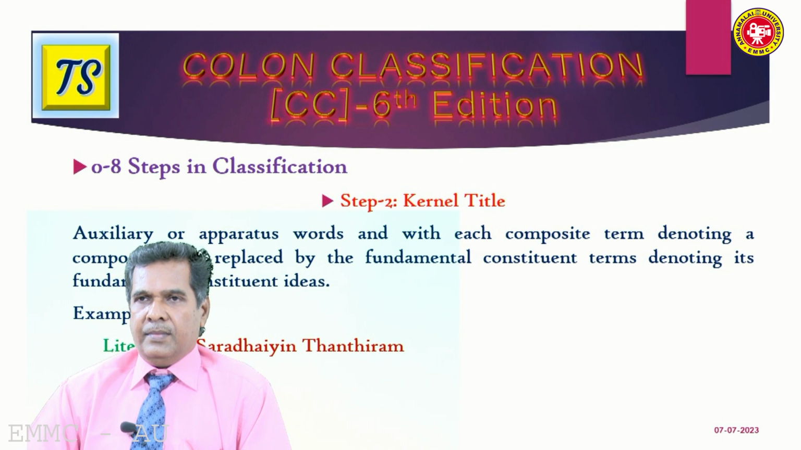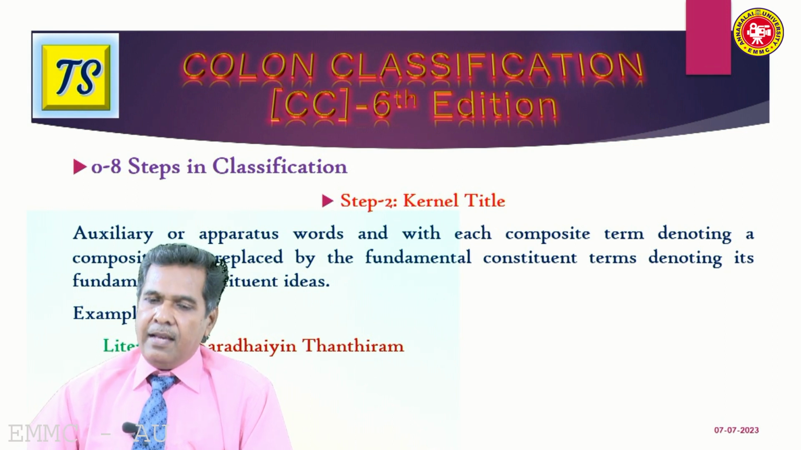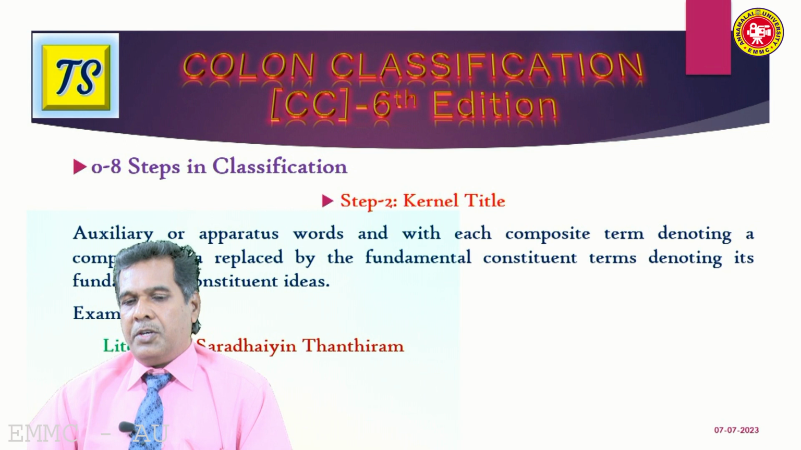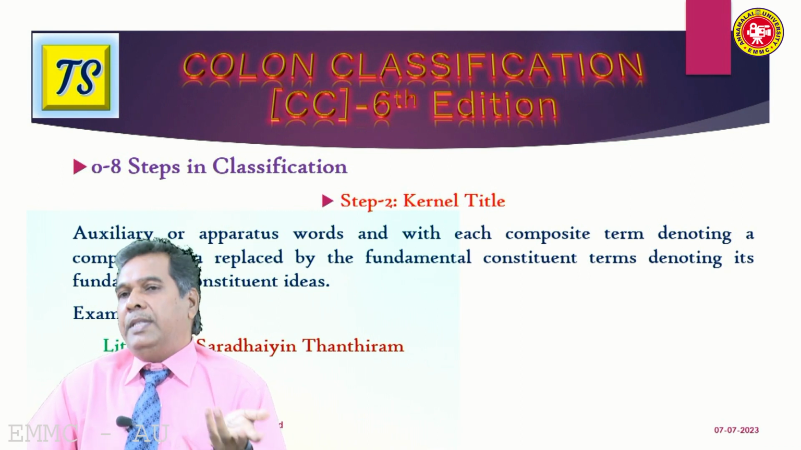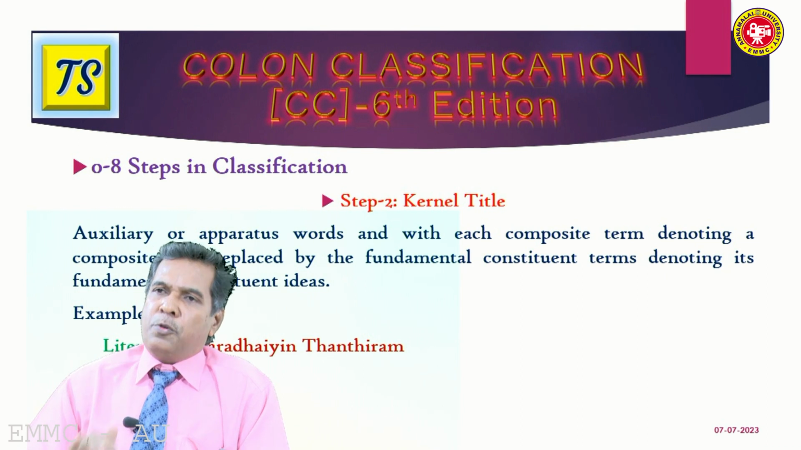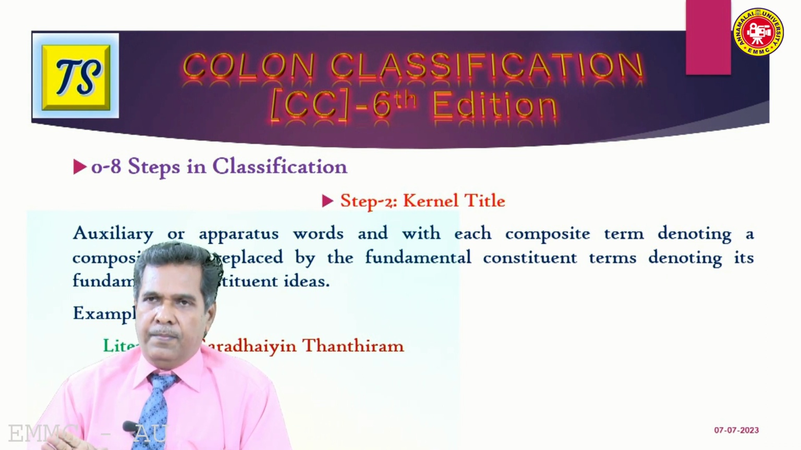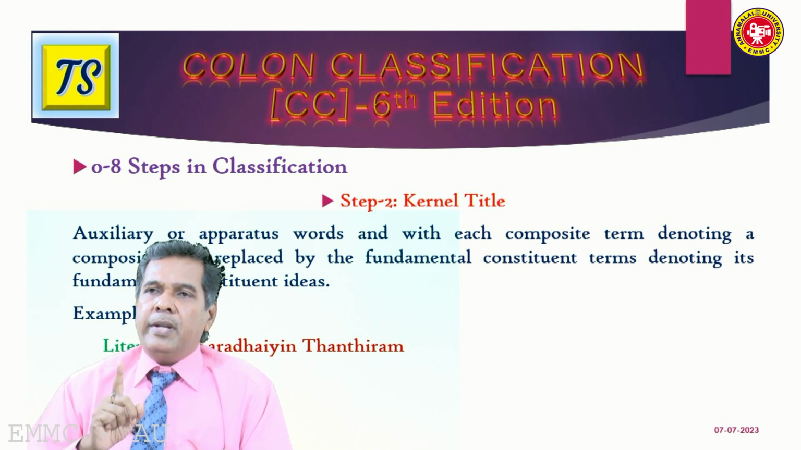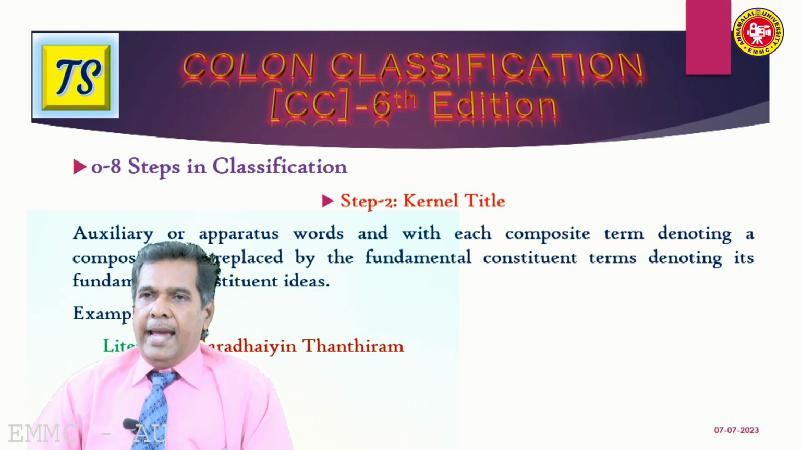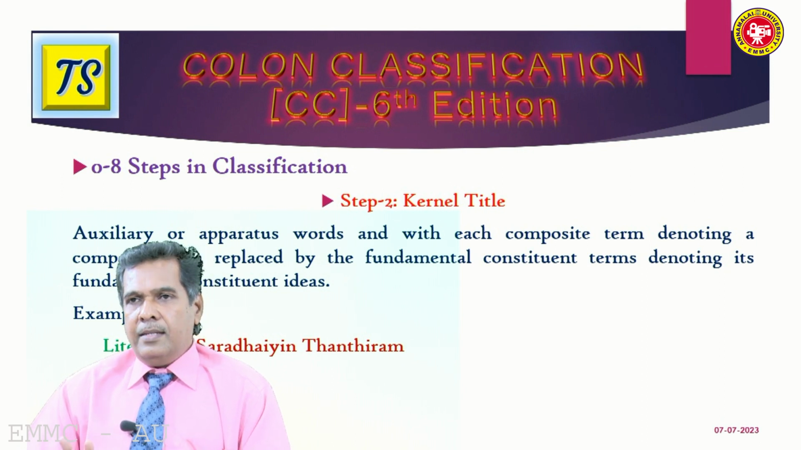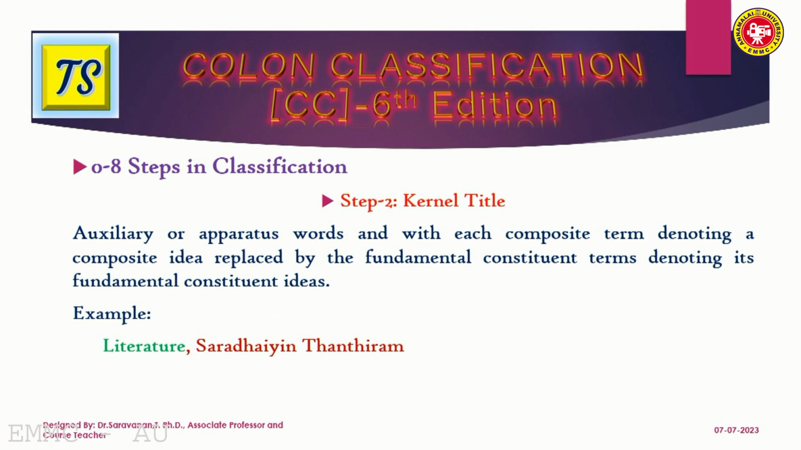Kernel title. Auxiliary or apparatus words are removed, and each composite term denoting a composite idea is replaced by the fundamental constituent terms denoting its fundamental constituent ideas. Simply, the unnecessary terms should be excluded. For example, in, and, of, the: if you find any of these in the title, they should be ignored since they have no ordinal values. Only the terms which have ordinal values should be considered for classification purposes. So, here the literature and Saravanan Tandiram are the basic facet and the title, the only two facets.